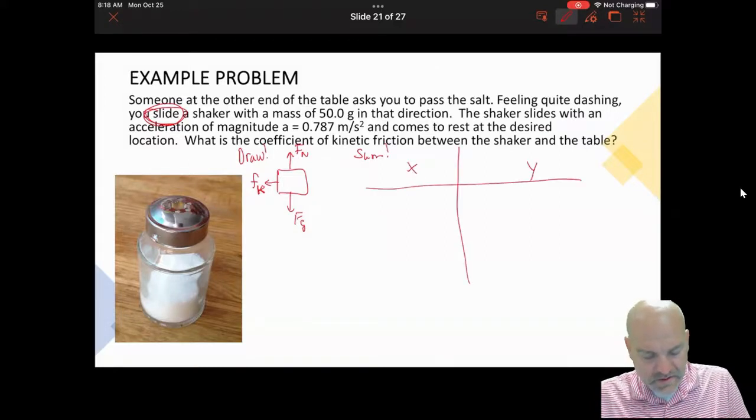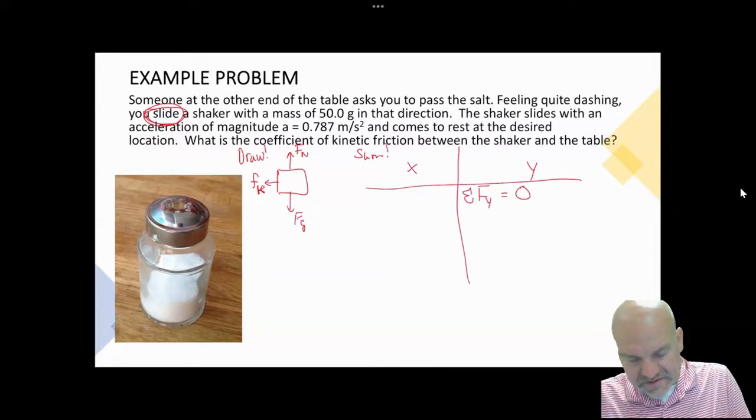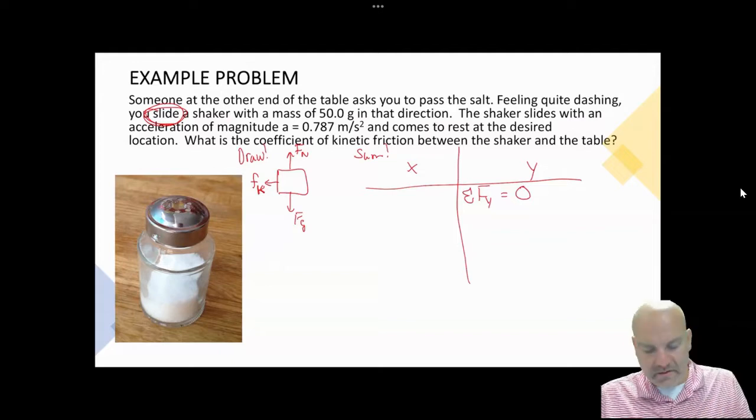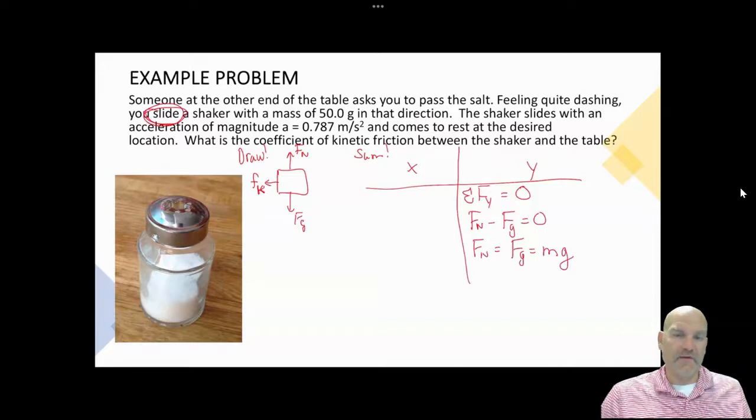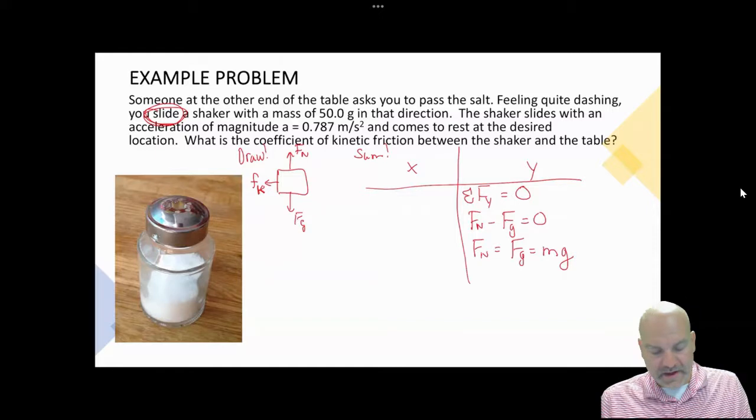Okay, so now we do our sum step. So I'm going to sum the forces in both directions. And so I'm going to say the sum of the forces in the y direction, or the net force in the y direction, is equal to 0. It's not accelerating up or down. And so the two forces I have acting are normal force and weight. And so here's a case where our normal force does equal our weight. Okay, so I got Fn equals Fg, but Fg equals mg.